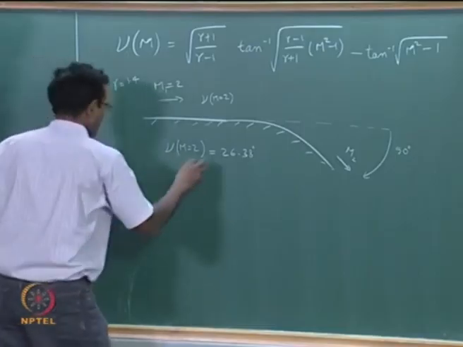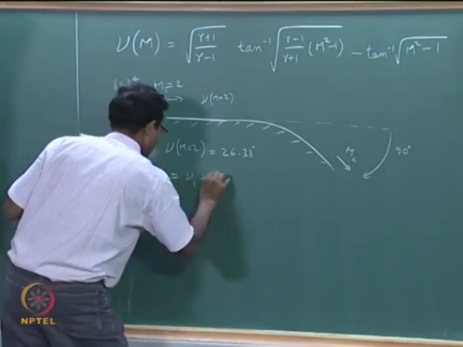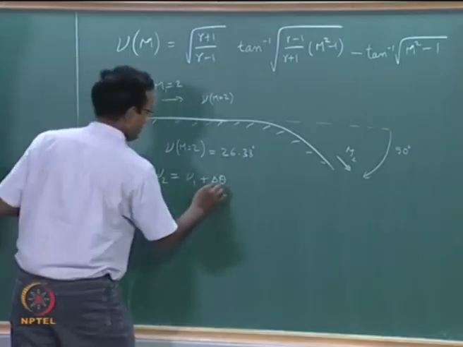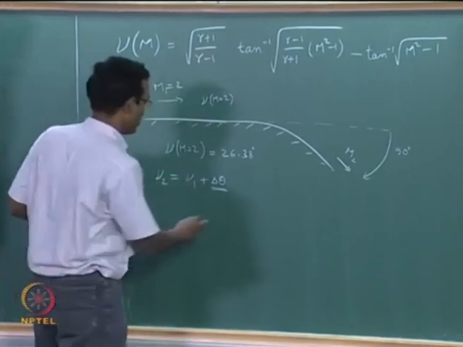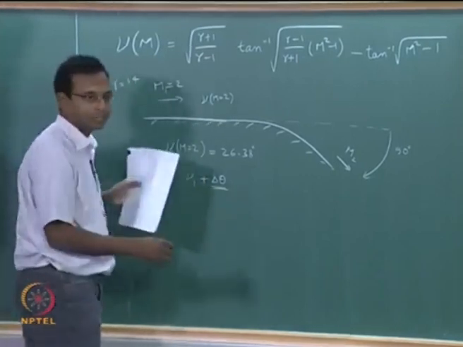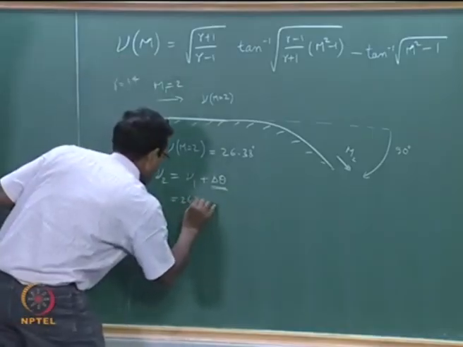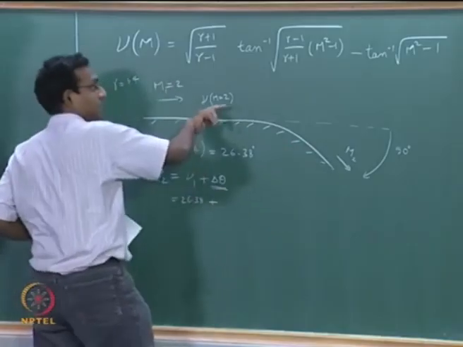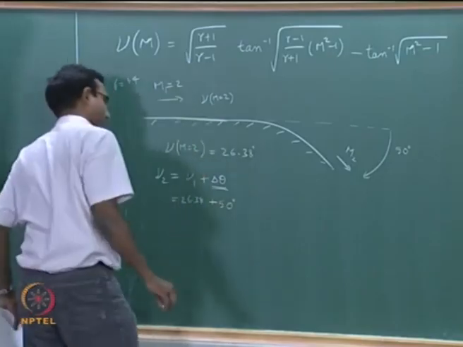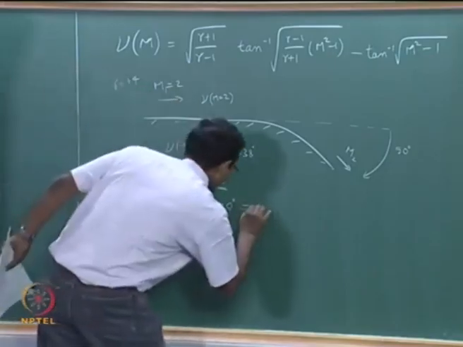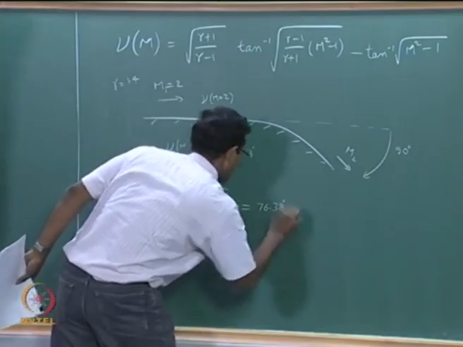Now you remember the formula, right, nu 2 equals nu 1 plus delta theta, where theta is the angle of expansion. Delta theta is the net expansion angle. If it is compressing, then it will automatically have a minus sign, it will get a negative delta. Now I will just put numbers here: 26.38 plus the net change in streamline direction, which is 50 degrees. So I will add 50 degrees here. So my final Prandtl-Meyer angle happens to be 76.38 degrees.